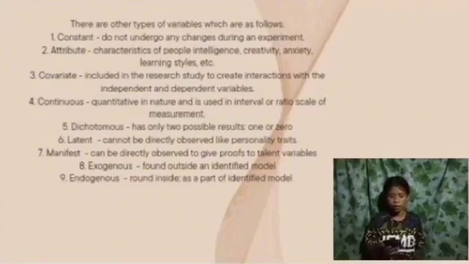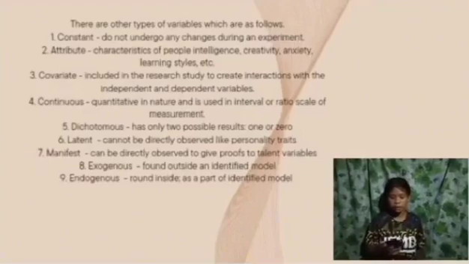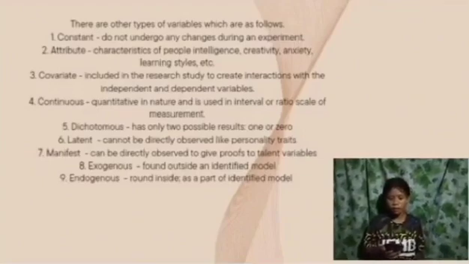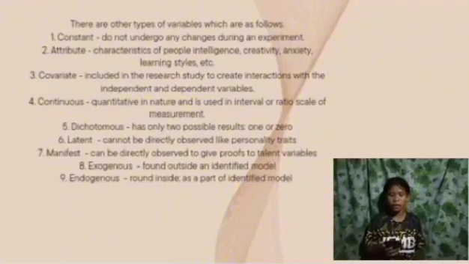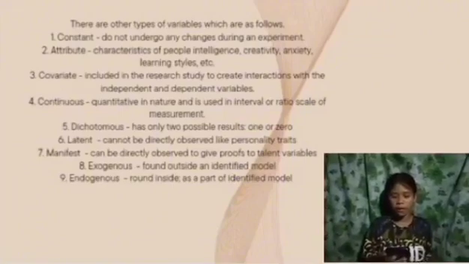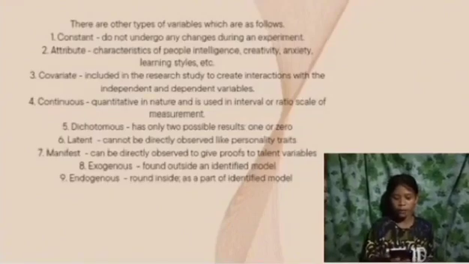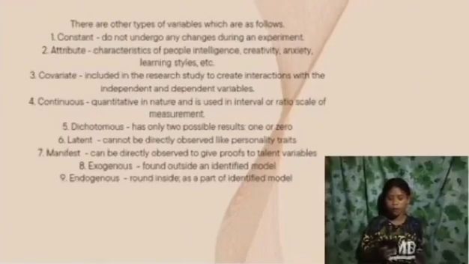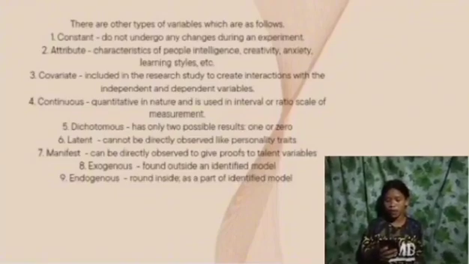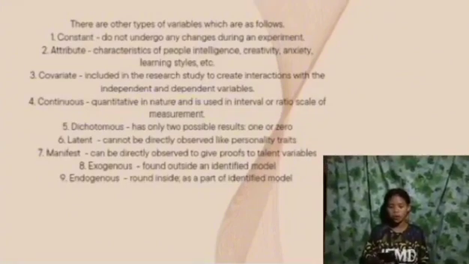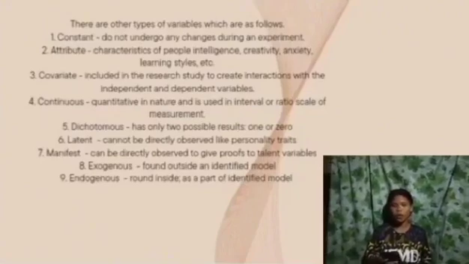First, constant: does not undergo any changes during an experiment. Second, attribute: characteristics of people, such as intelligence, creativity, anxiety, learning styles, etc. Third, covert: included in the research study to create interactions with the independent and dependent variables. Fourth, continuous: quantitative in nature and used in interval or ratio scale of measurement. Fifth, dichotomous: has only two possible results, 1 or 0.